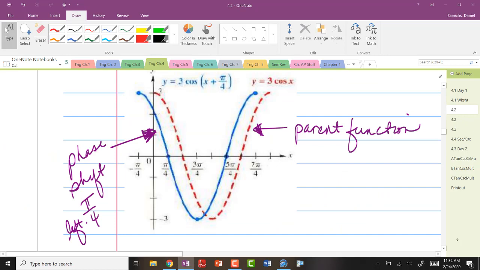Okay, then the book representation. There's the one unshifted. It really isn't the parent graph because it is changed from 3 to negative 3 high, top to bottom, but you get the idea. Before the shift, dotted line; after the shift, blue.